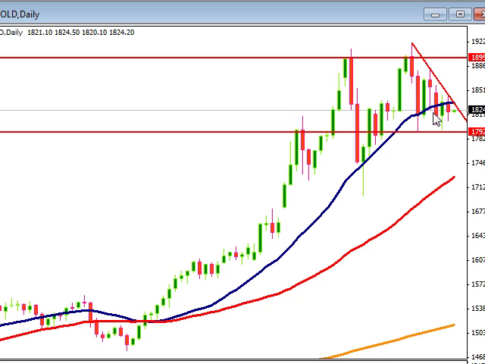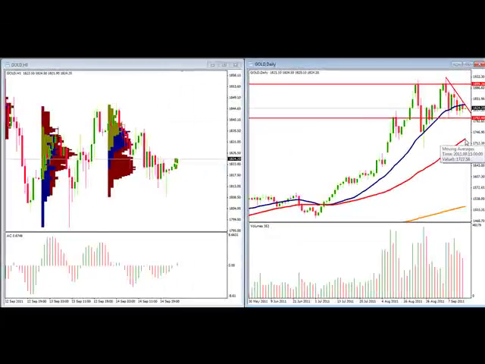If we break out back above the 20, back above this trend line, that would certainly be bullish, at least back up to our 1900 level. Or if we break our support here, 1790, that would be bearish, running down to our 50 moving average.